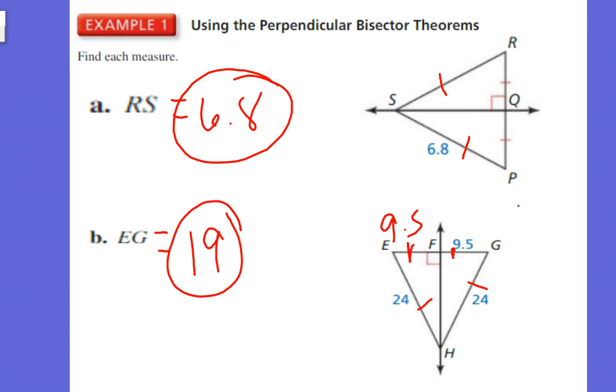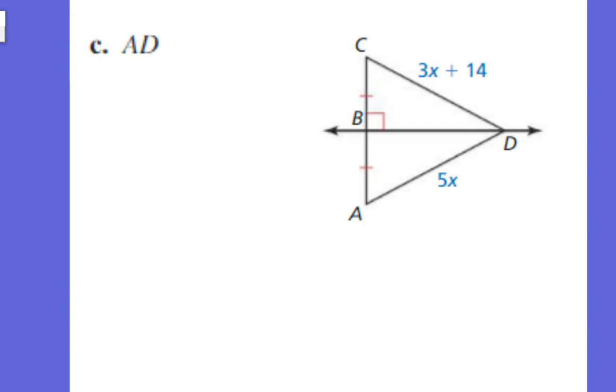What about one more application using some algebraic expressions? Let's find the measure of AD. Well, the measure of AD is right here. And again, I know that BD is a perpendicular bisector because of the right angle and the two congruency tick marks, thus making AD and CD congruent as well. D to C is equidistant to D to A. So I can set up an equation that says 3x plus 14 is equal to 5x because they are equidistant.